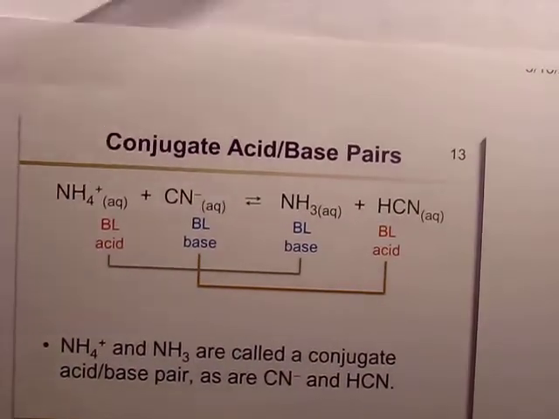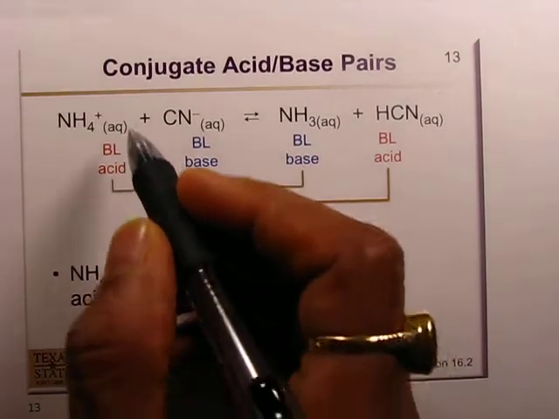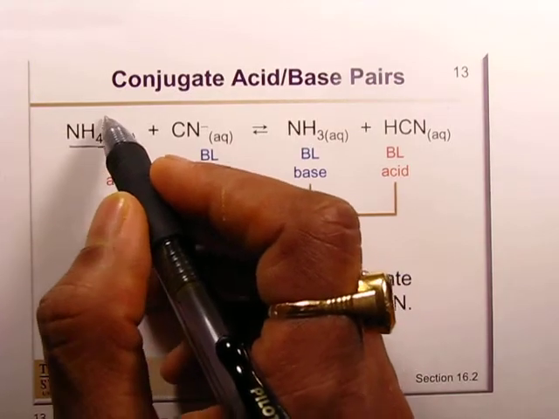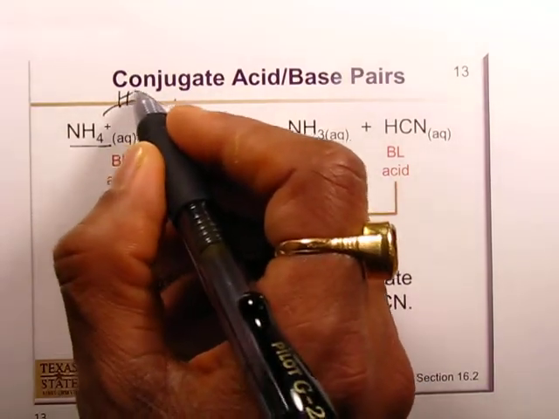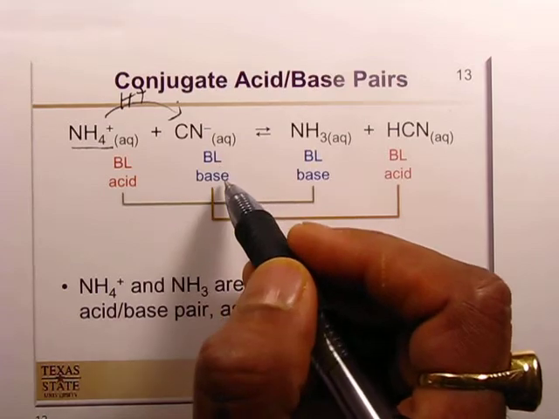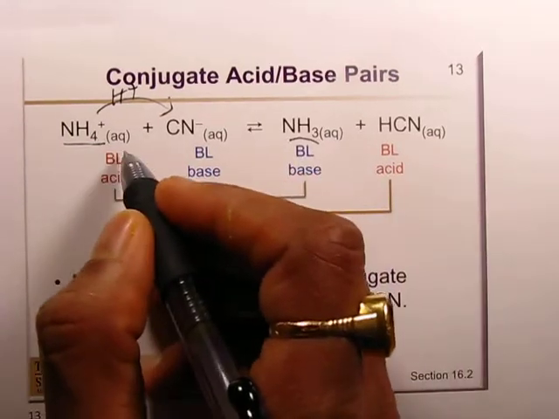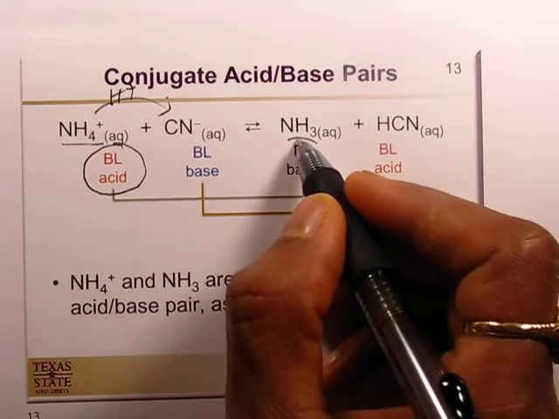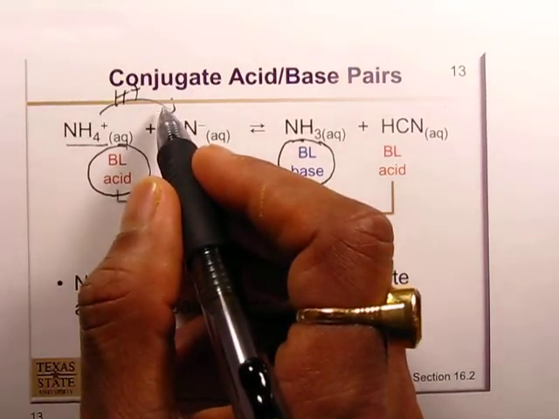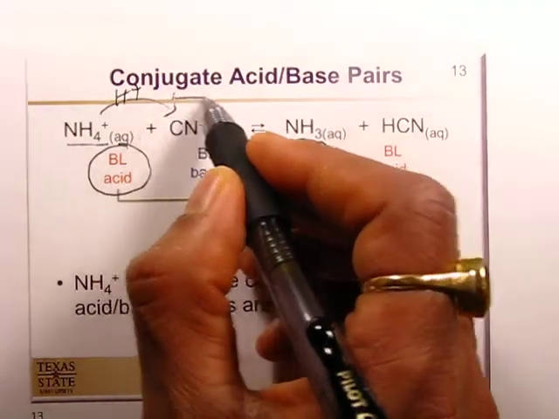The next important thing is: what are conjugate acid base pairs? For example, we have seen in the previous slide that the ammonium ion is transferring one proton to cyanide ion. So ammonium behaves as a Bronsted Lowry acid and cyanide behaves as a proton acceptor, a Bronsted Lowry base. The other part of ammonium, after donating the proton, whatever is left on the product side, is called the conjugate base.